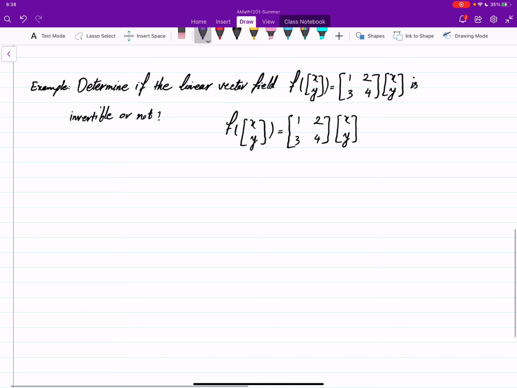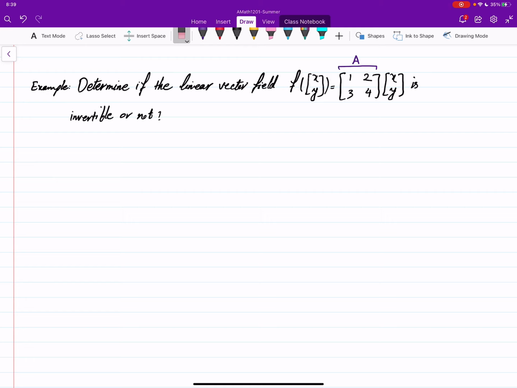Determine if the linear vector field, so here this is our linear vector field, this is A times X, is invertible. Okay, I'll just get rid of that one. So the question that you have to ask yourself is this: is there a non-zero vector that is mapped to the origin by the function, the vector field f? That's the question we have to answer.